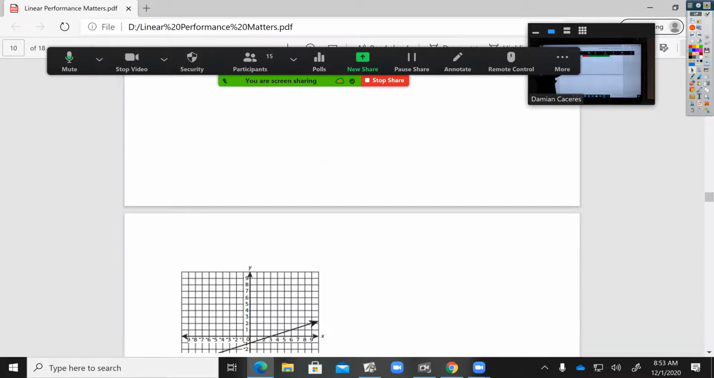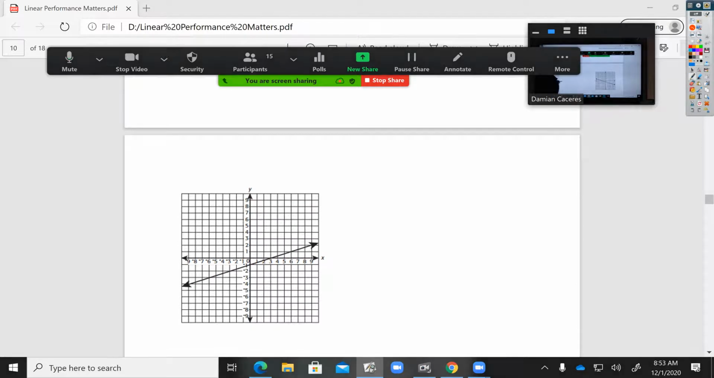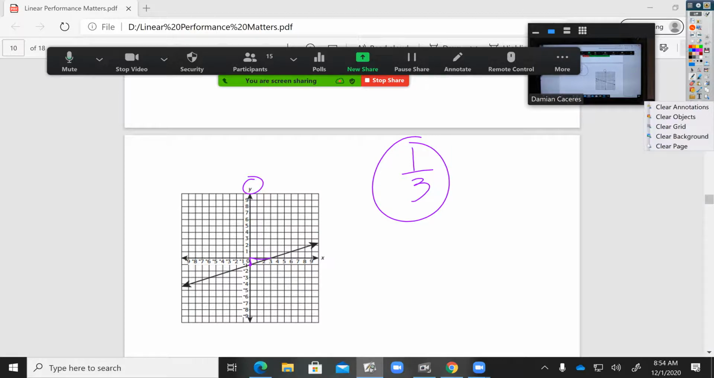So let's look at why that's the correct answer. That's the correct answer because it touches negative 1 on the y-axis, and that's one of the pieces of information given to us. And then the slope would be up 1, right 3. That would be positive 1 over 3. That's the slope we're looking for. Any questions so far?